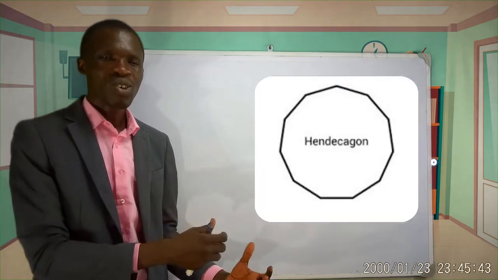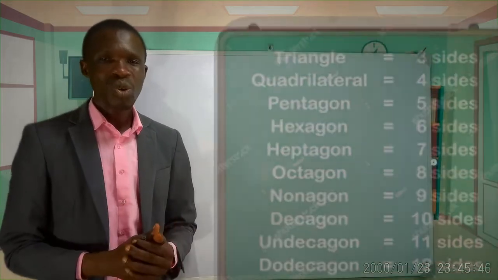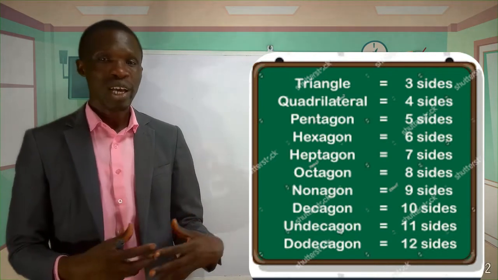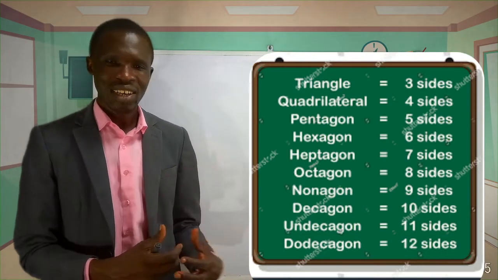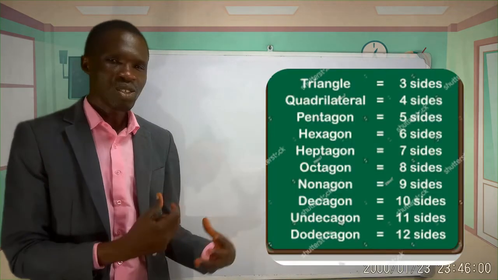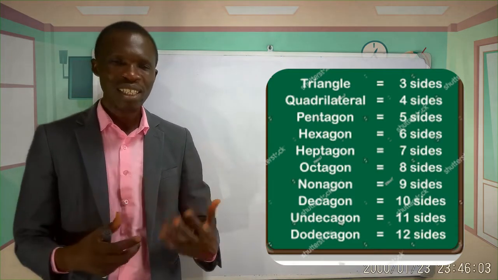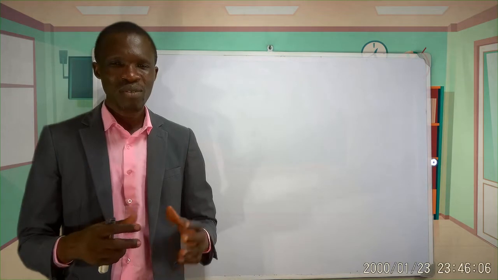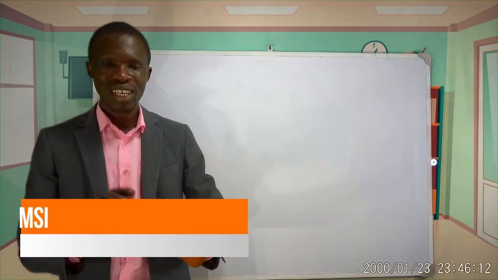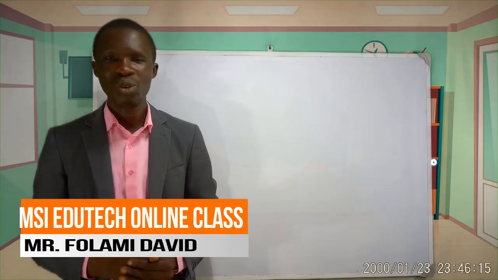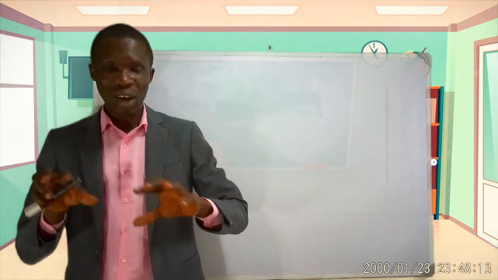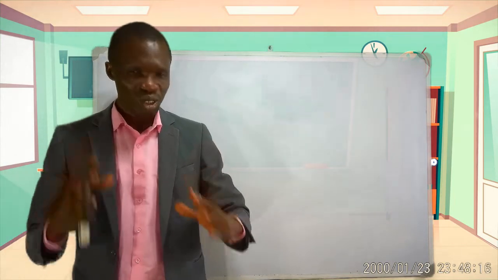Undecagon. So when you know number 10, which is decagon, to know number 11 will not be difficult for you, because you know that 11 is undecagon. Then let's go to number 12. Number 12 is dodecagon. We have many of them, up to 20, but for the purpose of this class, let's stop here so that I can solve questions related to polygons in this class.